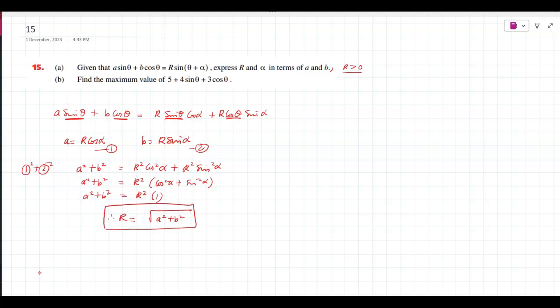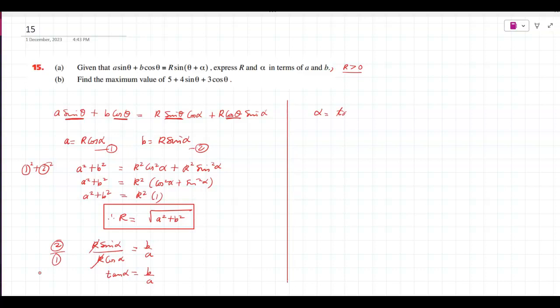Now how do you get alpha in terms of a and b? You divide 2 by 1. So you have r sin alpha over r cos alpha, which is b over a, and r cancels. Why 2 by 1? Because you get tan alpha, since sin upon cos is tan. Therefore alpha is equal to tan inverse b upon a.